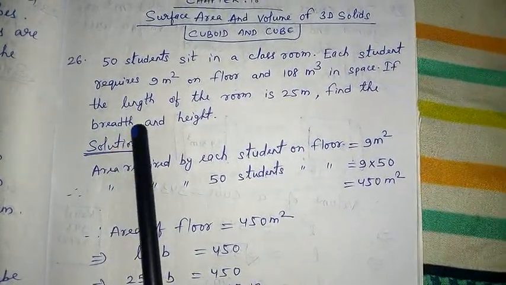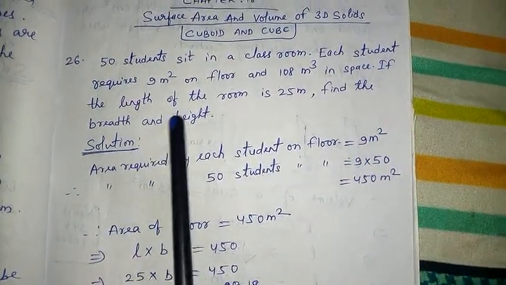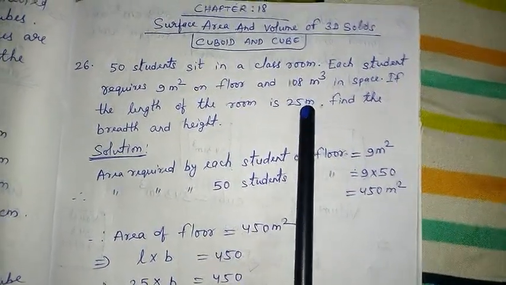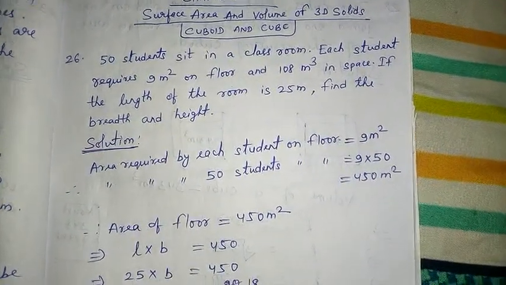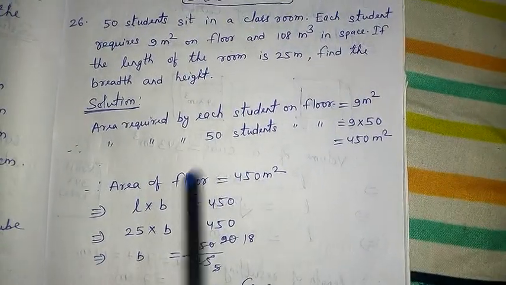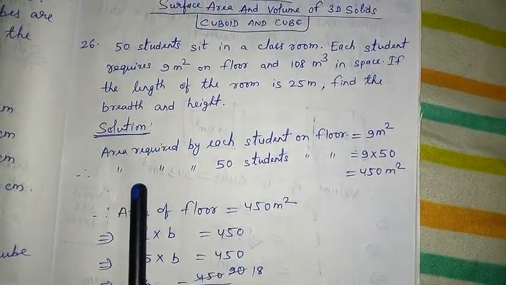Now find the length of the room. If the length of the room is 25 meter, the length has been given. Now you have to find the breadth as well as the height of the room. So you need to find breadth and height. So let us start. I have done the question in a very easy way.